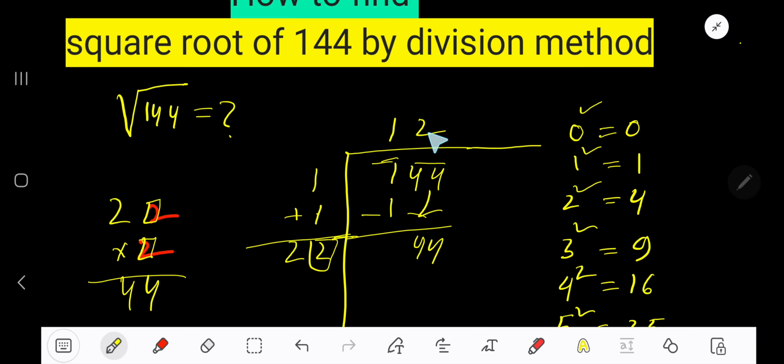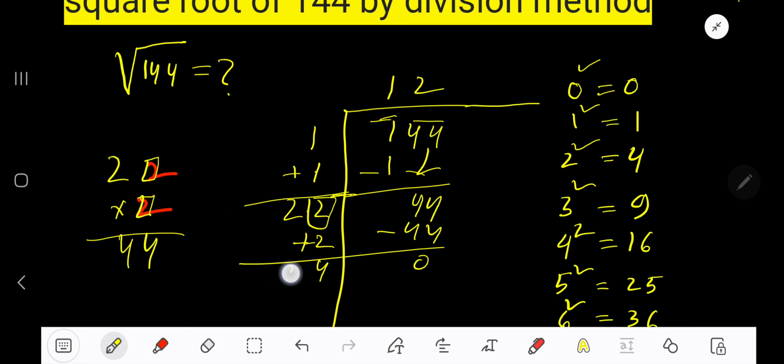Then 2 times 22 will be 44. Subtract, 0. We have taken 2 here, so 2 will come under the divisor, and you need to add 2 plus 2, 4. Look, here we have 0 as the remainder, so we need to stop here.